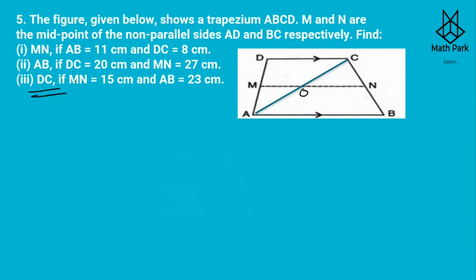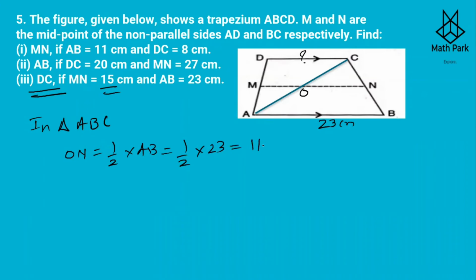The third part, you have to find DC when you are given MN is equal to 15 centimeter and AB is equal to 23 centimeter. So if I take triangle ABC, you get ON is equal to half of AB, which is equal to half of 23, which is 11.5 centimeter.